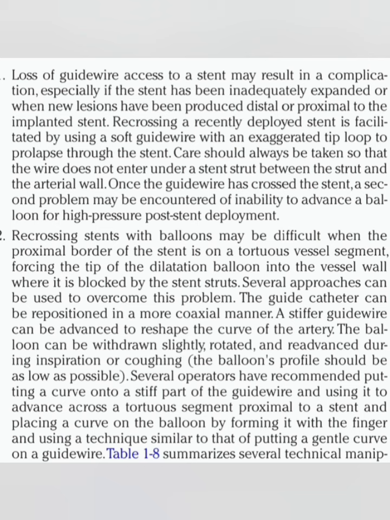The guide catheter can be repositioned in a more coaxial manner. A stiffer guide wire can be advanced to reshape the curve of the artery. The balloon can be withdrawn slightly, rotated, and re-advanced. With inspiration or coughing, the balloon's profile should be as low as possible. Several operators have recommended putting a curve onto a stiff part of the guide wire and using it to advance across a tortuous segment proximal to a stent, and placing a curve on the balloon by forming it with the finger, using a technique similar to putting a gentle curve on a guide wire.